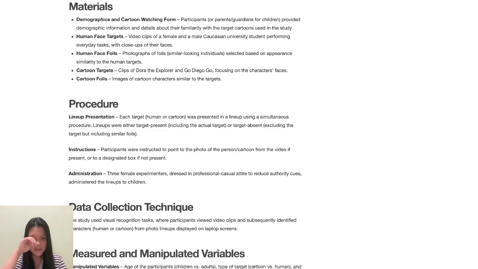So remember in the materials we had human face foils, and also cartoon foils. And so basically foils are just images similar to the target. That's a simple way of putting it, right? For humans, maybe they use appearances similar to the human targets. So basically, they all look like the target but were not the targets. Oh, okay.